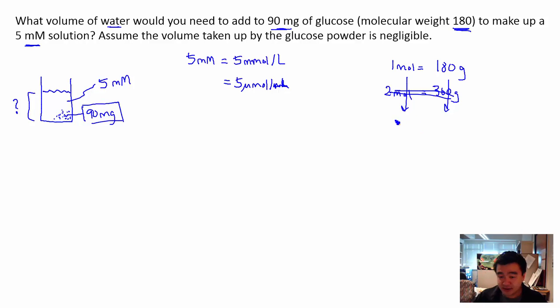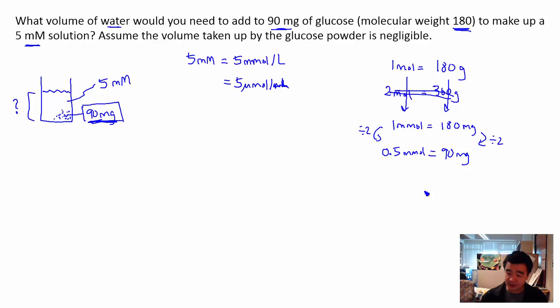Okay, so let's keep converting this. 1 mole is equal to 180 grams, which means 1 millimole is 180 milligrams. So again, if I'm holding 180 milligrams in my hand, then I'm holding 1 millimole in my hand. In this beaker, or in this container, you already have 90 milligrams. Okay, 90 milligrams is equivalent to 0.5 millimoles of glucose. To get that, divide that side by 2, divide that side by 2 as well. So in this 90 milligrams that's sitting inside this container, this is equivalent to saying I have 0.5 millimoles.